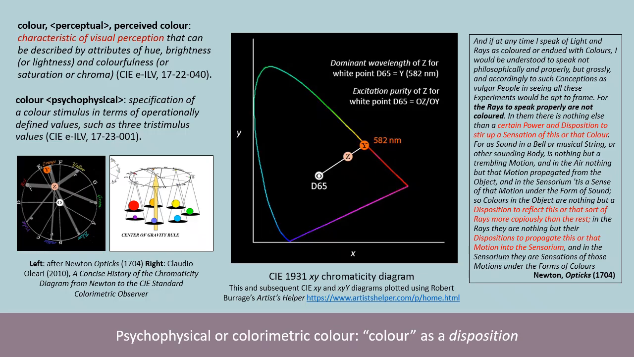Newton made this same distinction himself when he said that the rays, to speak properly, are not coloured, but that lights and objects have a disposition to appear this or that colour. Psychophysical or colorimetric measures quantify this disposition to appear this or that colour, and the colorimetric concept of chromaticity can be traced back to Newton's centre of gravity principle that he explained with his famous colour circle.